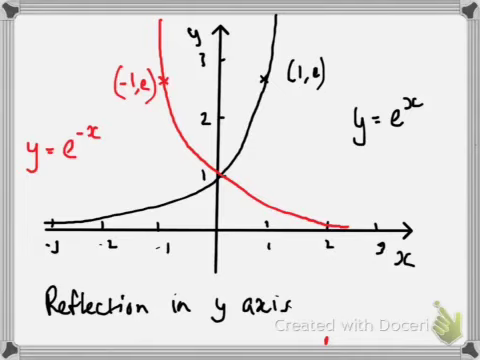The other reflection is a reflection in the y-axis, and this is when the negative is out the front of the x here in the index. We get a reflection in the y-axis. So e to the power of negative x is the red graph, e to the power of x is the black graph, and you can see the reflection there.